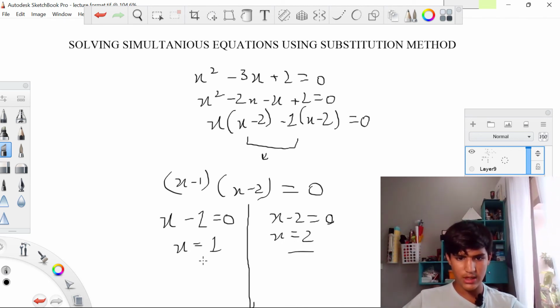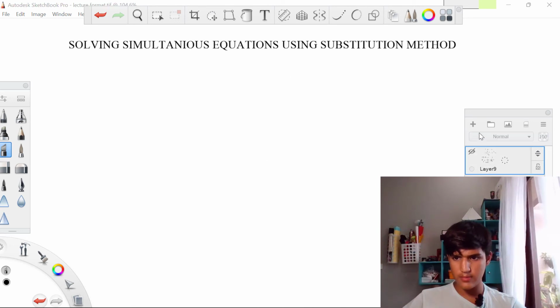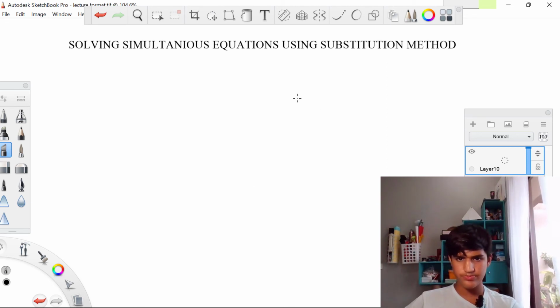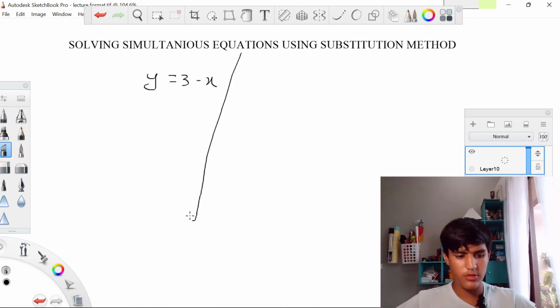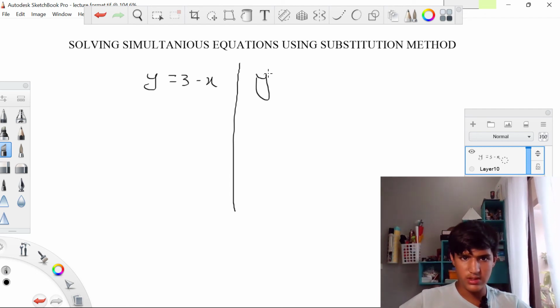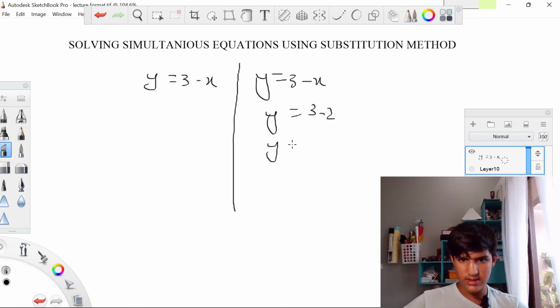So now that we have the two values of x, we will put them in the original equation, which was y is equal to 3 minus x. y is equal to 3 minus 2. y is equal to 1.